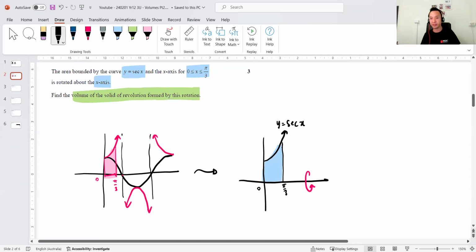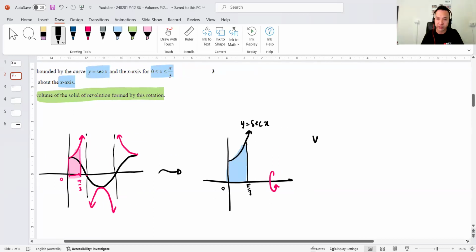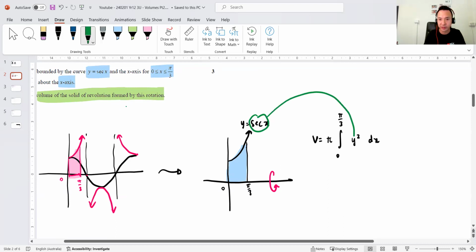So mathematically, the answer-wise, V equals pi between the two limits of 0 and pi on 3. Now, the formula that I gave you before was y squared dx, and all you have to do is sub in this function of sec x into here. Now, if there's no square, if I just want to find the area, the integral of sec x is actually quite hard. It's an Extension 2 4-unit question. But the fact that it's sec squared when I sub it in, that's easy because that's part of the reference paper and formula sheet.